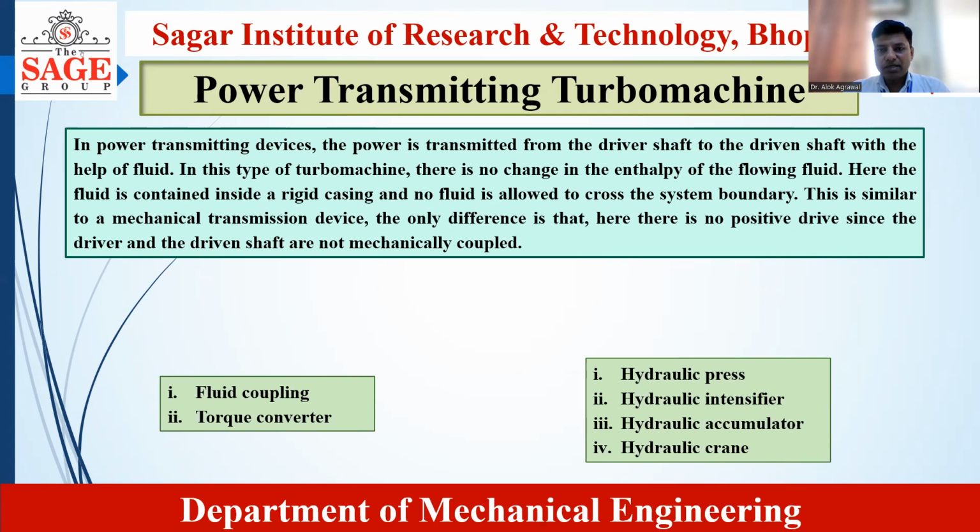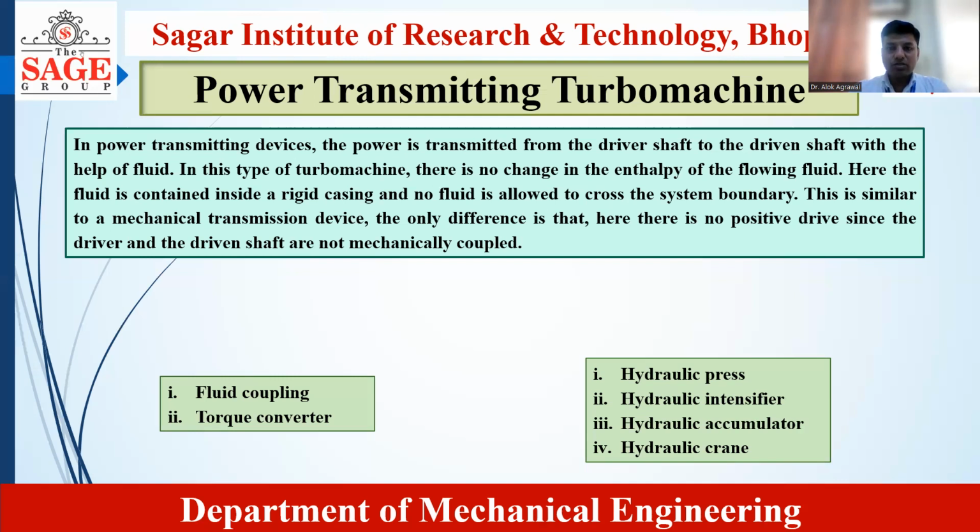But here there is no positive drive, because the driver and driven shafts are not mechanically connected. We have seen the clutch and gearbox. There, the two components are in contact with each other. But here in the power transmitting turbo machine, the two parts are not in contact with each other. They are distinctly apart, and they are connected with the help of a fluid.